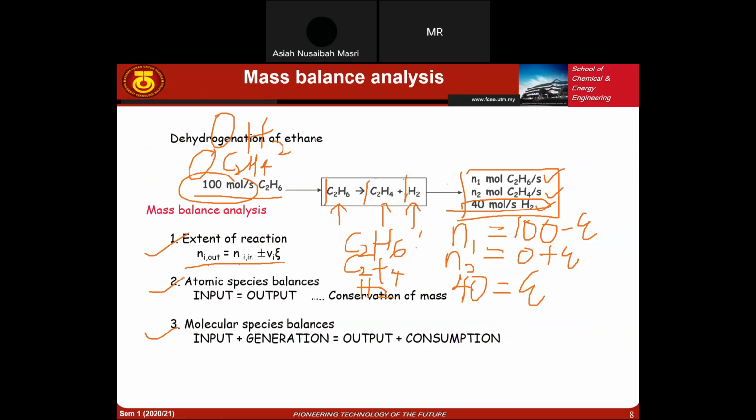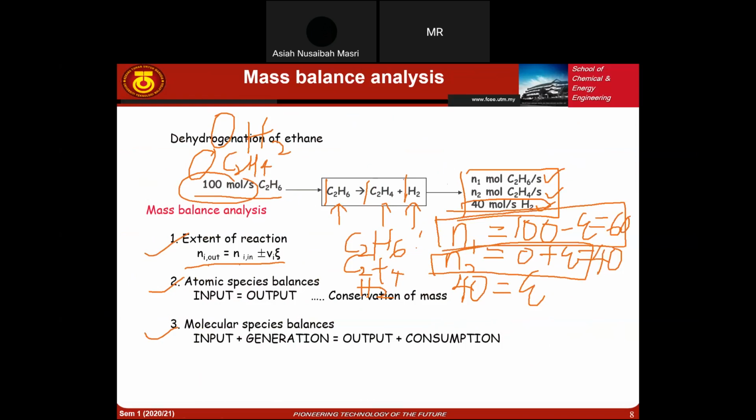Knowing that the extent equals 40, we can know what N2 is. So N2 equals extent, which is 40. Then we can also solve for N1. So N1 equals 100 minus extent. Extent is 40. So 100 minus 40 equals 60. So that one is the method for extent of reaction.